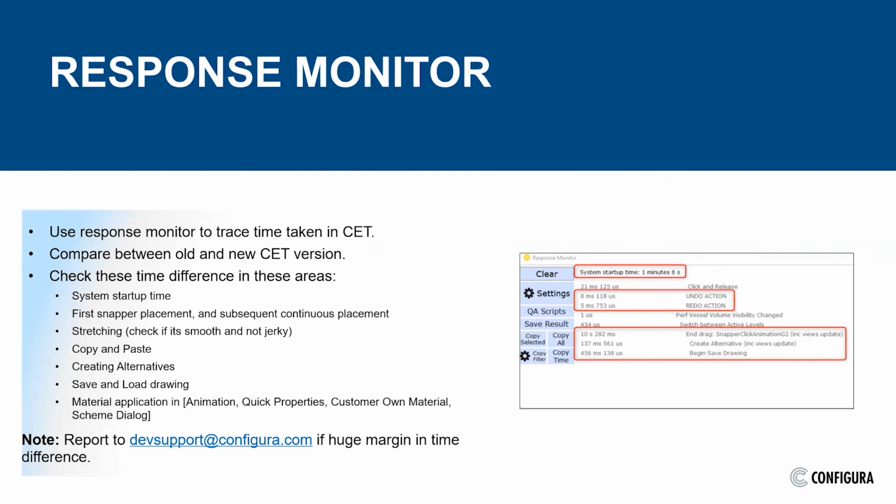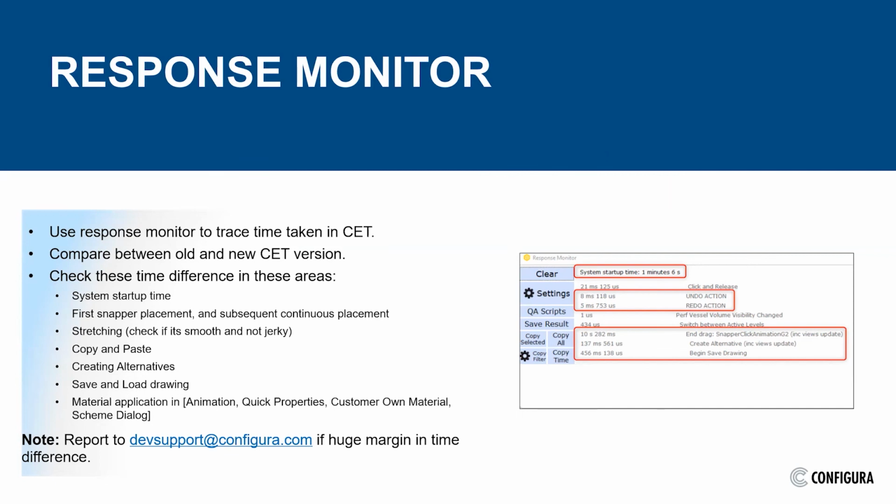Using the QA tools, you can check the time differences in these areas like the system startup time, and then you can check what is the time used by your extensions when you place the first snapper, while stretching, copy pasting, creating alternatives, save and load, and even in material applications. Because I think some of these actions do contribute to some performance issue. So we would like you to check on your extensions as well.